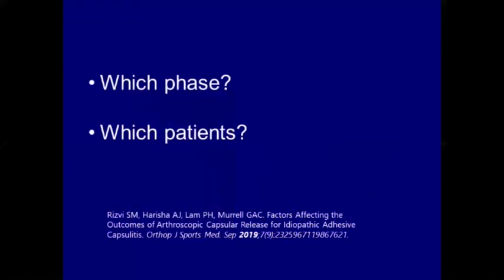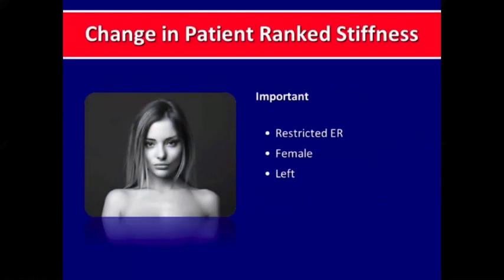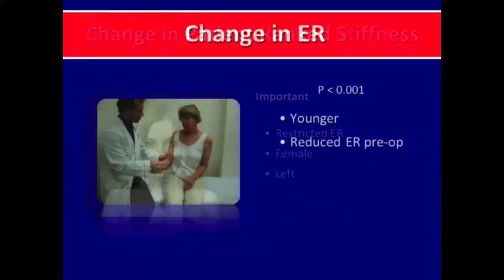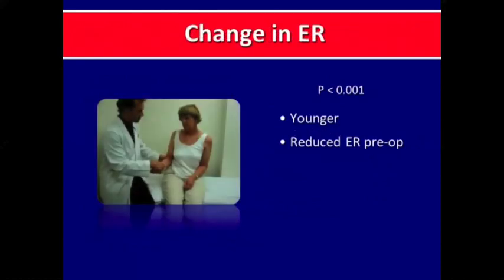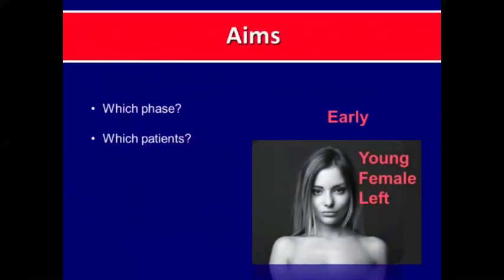We've recently published an even larger series of nearly 200 patients to determine which phase of the frozen shoulder is most helpful to do the capsular release in. As it turned out, all the patients got excellent results, but the very best results were those who were operated on early, who are young, who are female, and had a left shoulder problem.